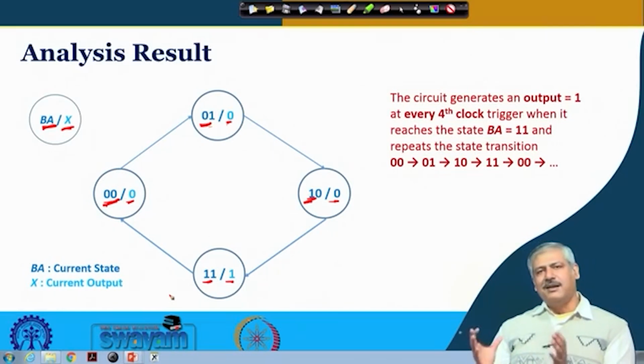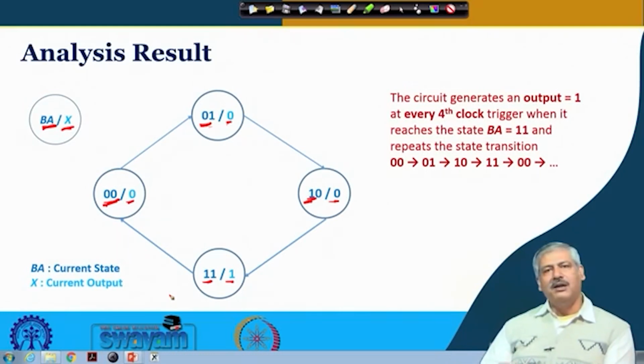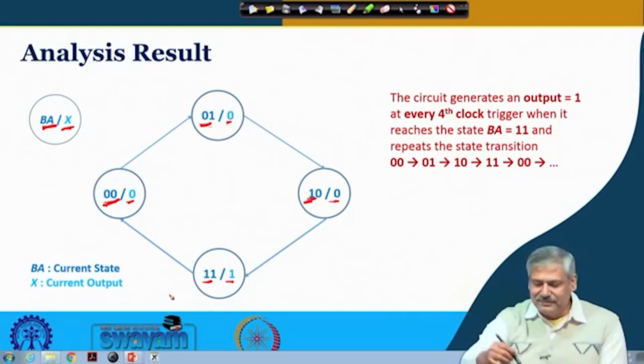So, for analysis, a circuit is given, you analyze it and you come to a state transition diagram for a pictorial description of it, or a text description in English statements to clearly explain what that circuit does. That is the analysis result.